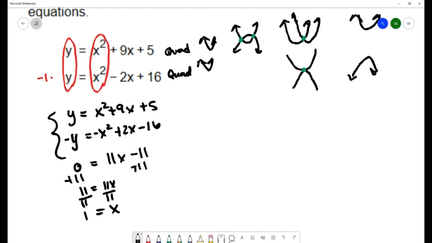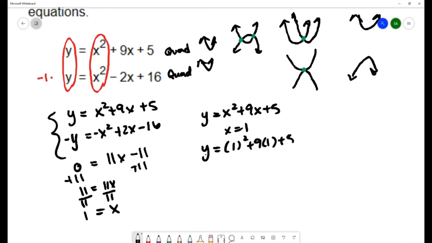And then I can substitute into either equation to get the y coordinate. So I'll use the first equation, y equals x squared plus 9x plus 5. X is equal to 1. And we get y equals 1 squared plus 9 times 1 plus 5. It's 1 plus 9 plus 5, and we get 15. So the ordered pair 1, 15 is the solution to our system.